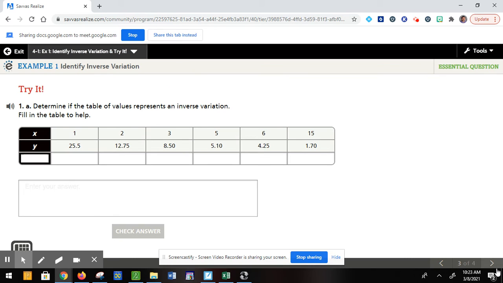There are two you try it questions where you're given a table, and you figure out what that x times y column is. If it's constant, it's going to be inverse variation. If it's not, then it's not. So give them both a try and then come back and I'll go over both of them with you. All right, so pause it now and give it a try.